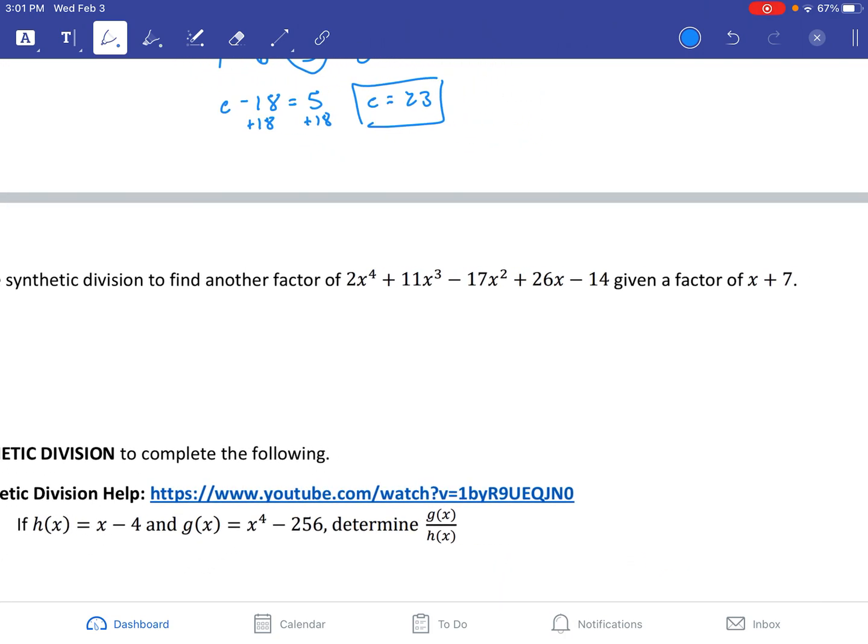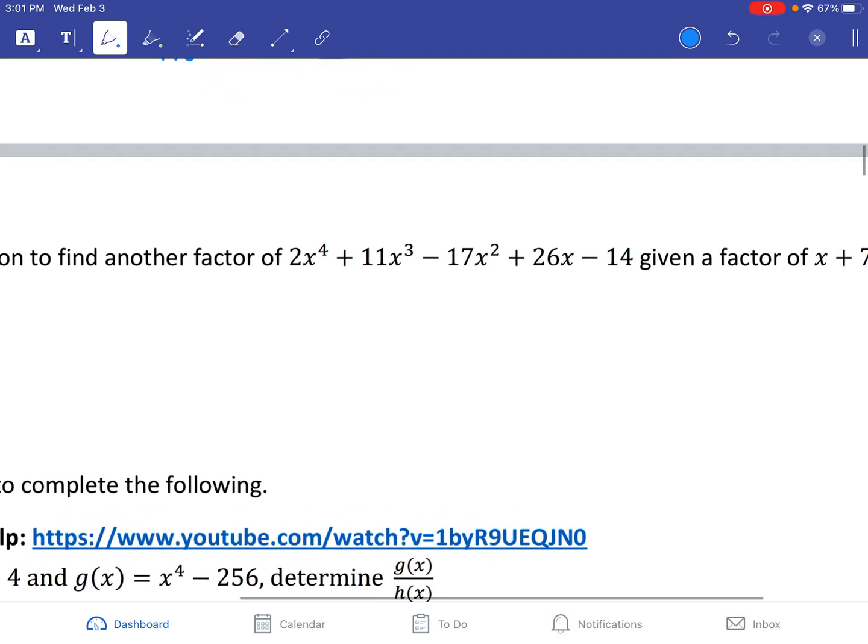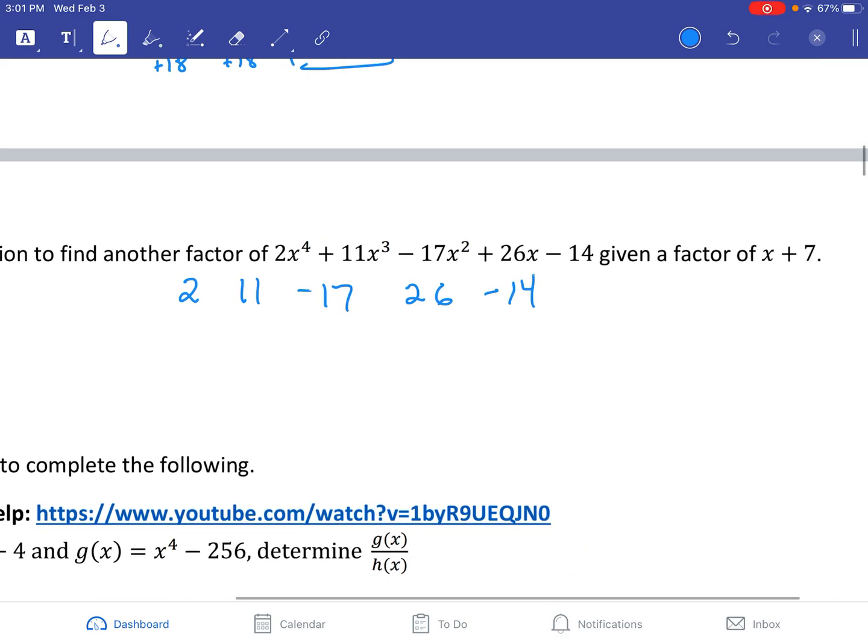So now we're just going to use synthetic division to find another factor. So all we have to do is do synthetic division with this factor that we're given. Again, we're going to bring down all of our numbers. We got 2, 11, negative 17, 26, negative 14. Again, I can't stress this enough. Make sure the signs follow the numbers. If x plus 7 was your factor that you were given, that means if you set it equal to 0 and solve for x, you get negative 7.